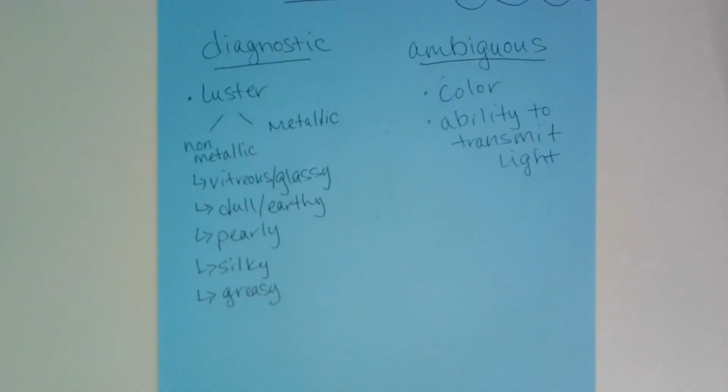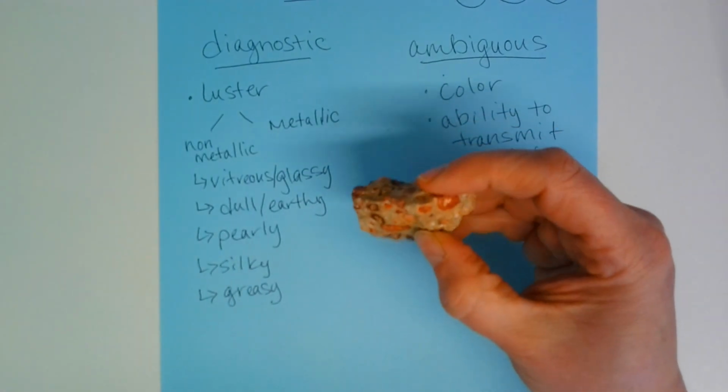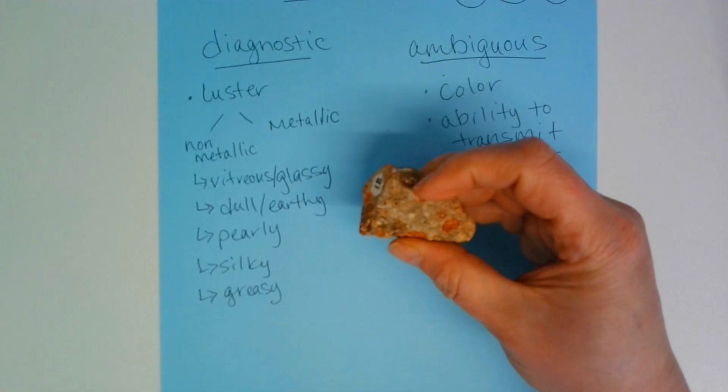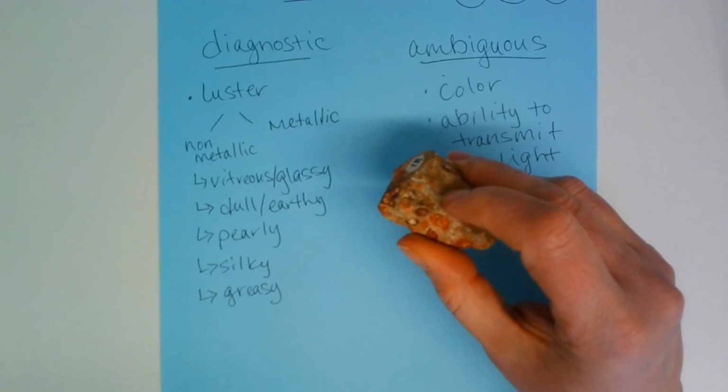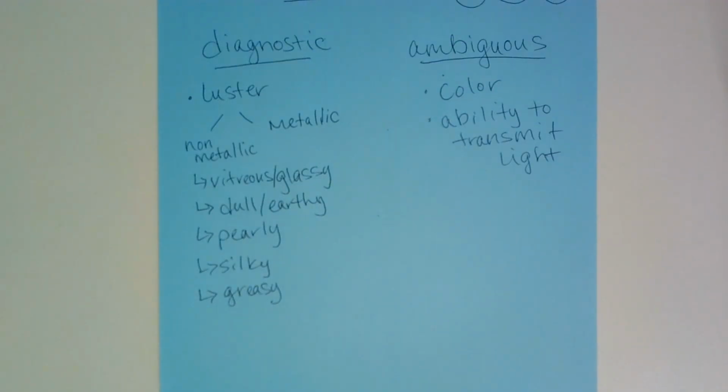Another one is dull or earthy. This is an example of bauxite. It is a very, very earthy and dull mineral. Bauxite, fun fact about bauxite, it is the ore for aluminum. Aluminum is the one mineral that it is cheaper to recycle than it is to dig it up.